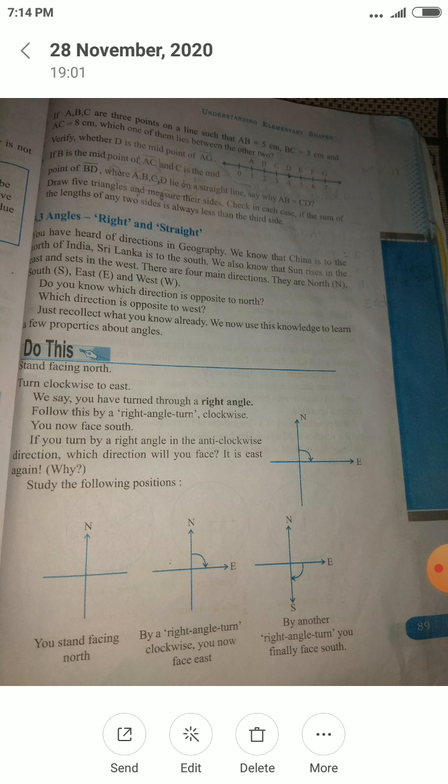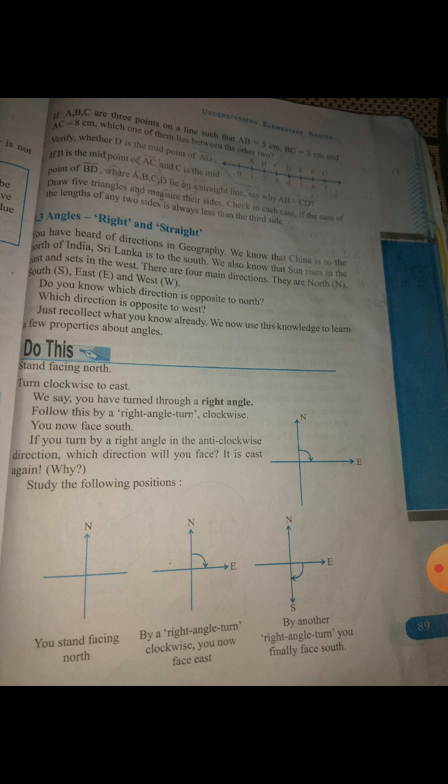So we use a protractor to measure the size of an angle in degrees. So angles are measured in degrees. The measure of a right angle is 90, hence that of a straight angle is 180 degrees. An angle is acute if its measure is smaller than that of a right angle. That means less than 90 degrees is said to be an acute angle. And when it measures greater than 90 degrees, that is an obtuse angle.